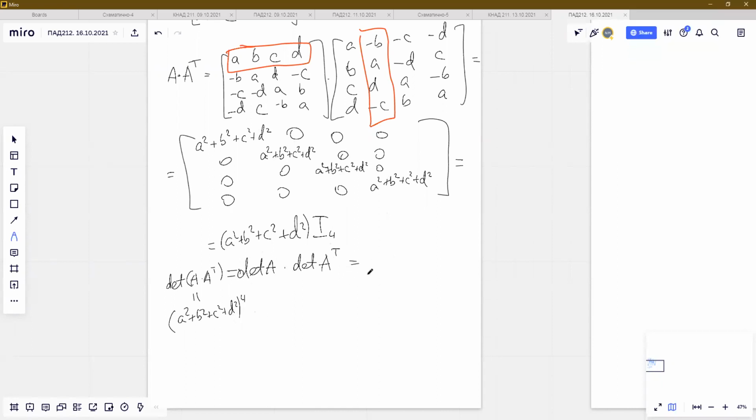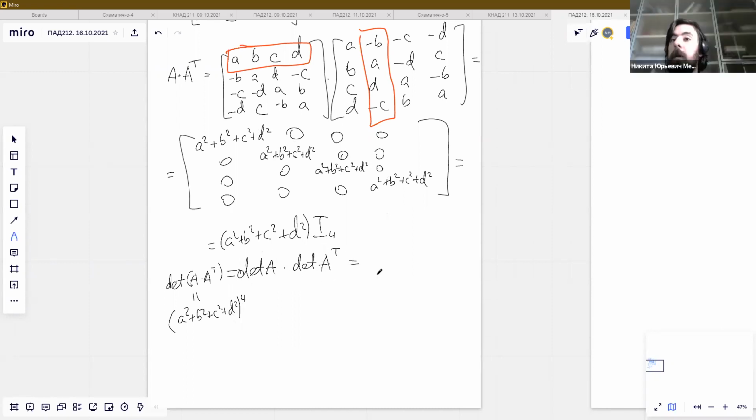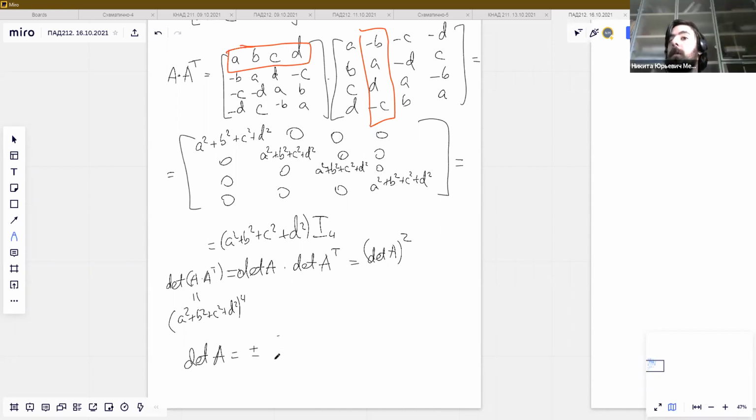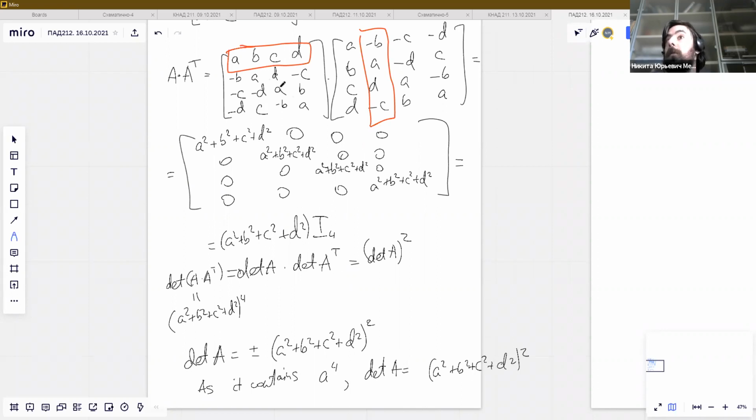Would these determinants be equal just because this is a transpose? You're right. Lucky for us, the determinant of the transposed matrix is the same as the original one. So this is simply the square of the determinant. Can we reduce the power? Yes, we can. If this equals this, then the determinant equals either plus this expression or minus, and it is easy to see that it is plus. As it contains a to the 4th power, it is with plus. You can see a to the fourth power from the diagonal of the original matrix. That's it.